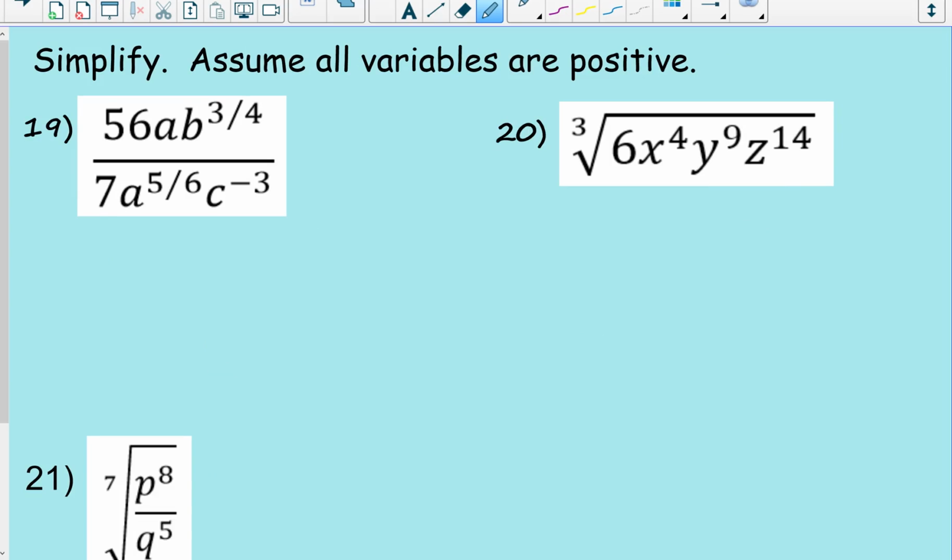So, getting close to the end here, we're just going to do some various kinds of simplifying, and this time it says assume all variables are positive.